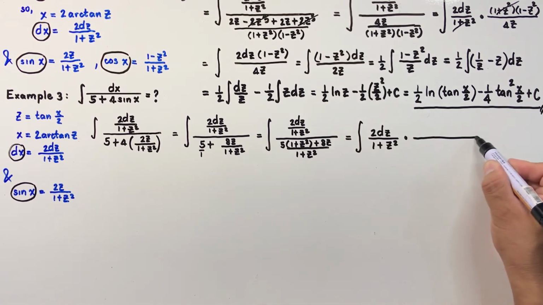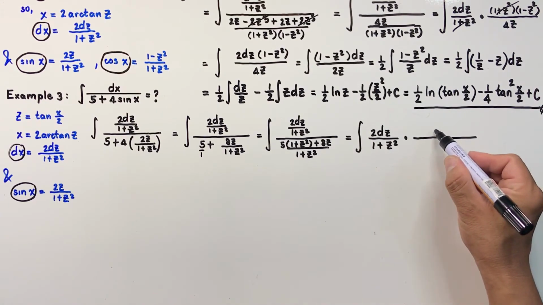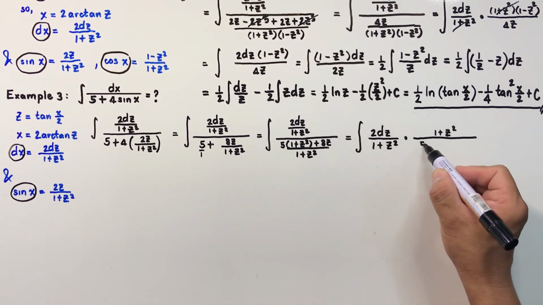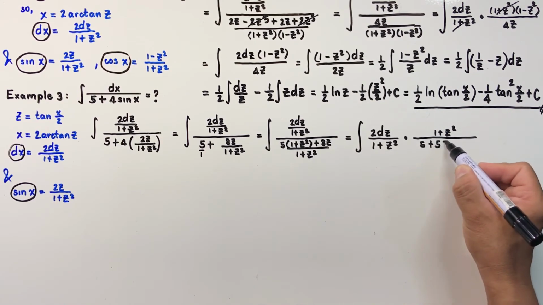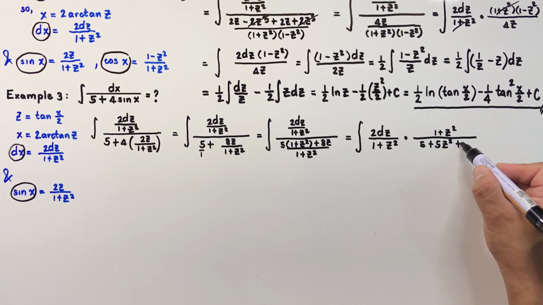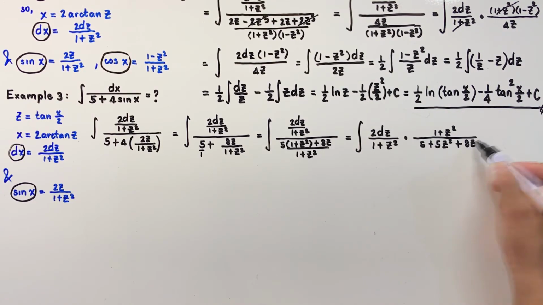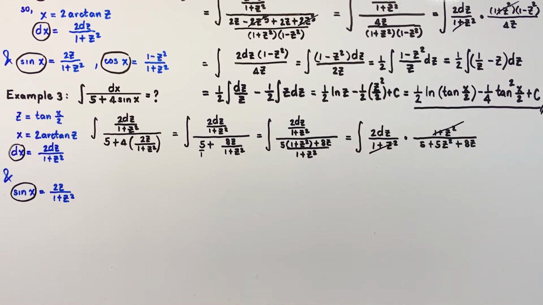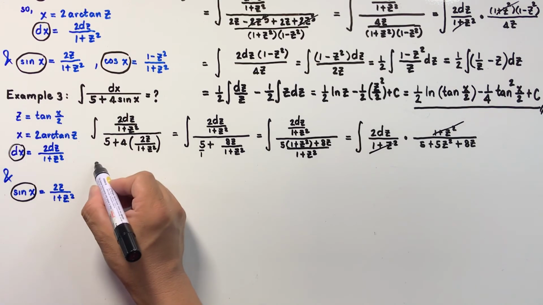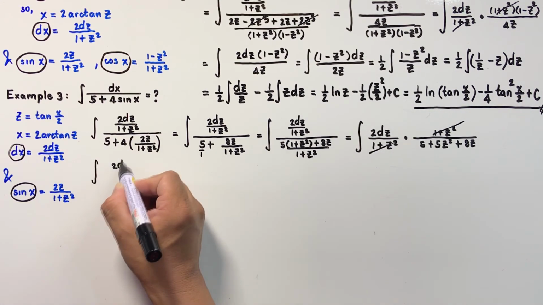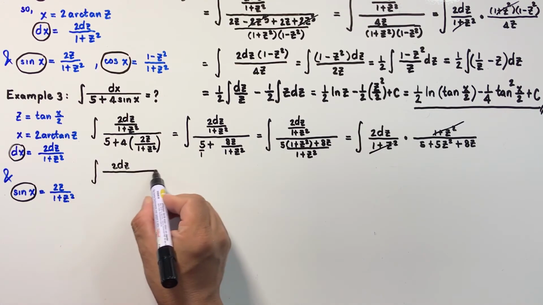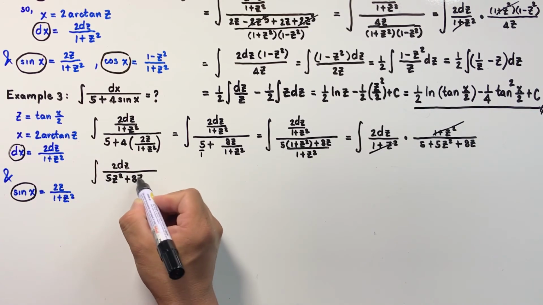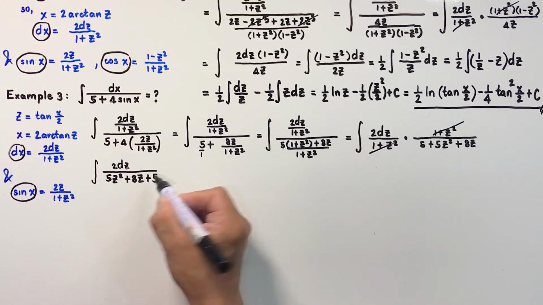And we know that the reciprocal of this is (1 plus z squared) over (5 plus 5z squared), and this is added to 8z. And we notice that this expression and this expression cancel each other. So we have the integral of 2 dz over 5z squared plus 8z plus 5.